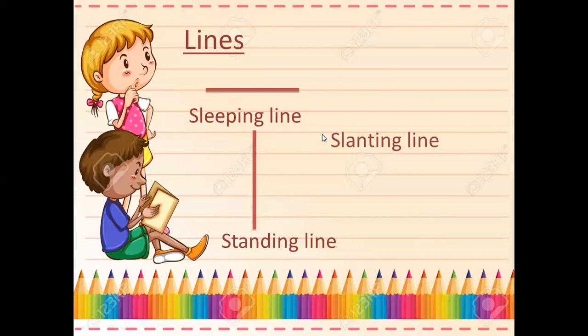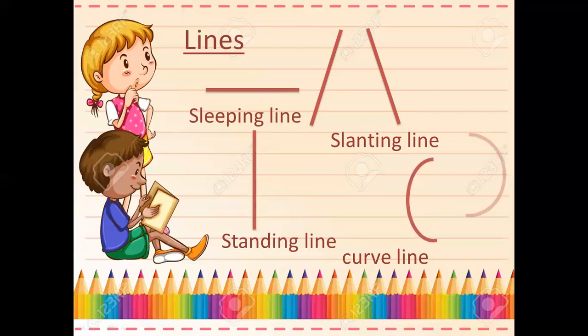Let's check the next line. Now, this line is called slanting line. Look here, dear little learner. This line and this line are called slanting line.